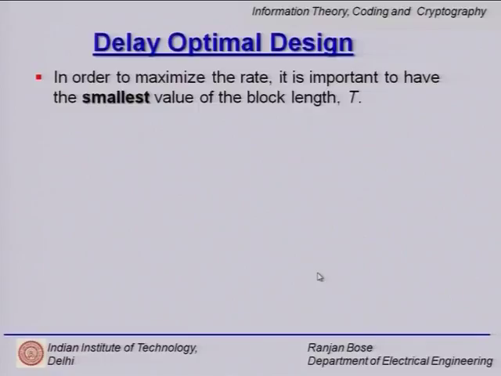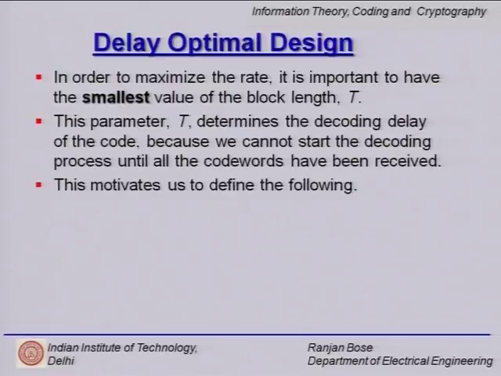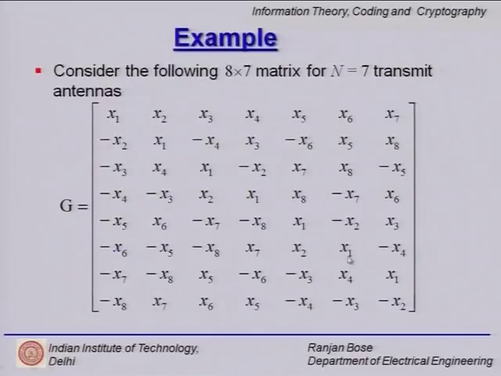Then we would be interested in finding out the smallest value of T. So we would like to send out the symbols in the minimum number of time slots, because T determines the decoding delay, because it is very obvious that we cannot start the decoding process unless and until all the symbols of all the T time slots are received. So we define delay optimal as an orthogonal design with the minimum possible value of the block length T. We did this definition earlier.